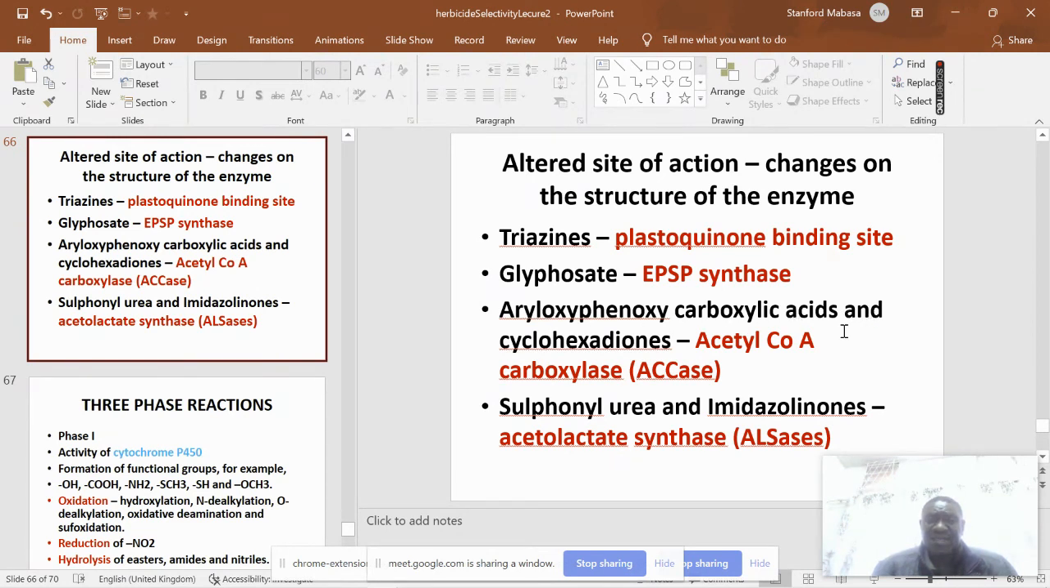Allyloxyphenoxy carboxylic acids and the cyclohexanediones. We have acetyl coenzyme A carboxylase, ACC. Sulfonylurea and imidazolinones, acetolactate synthase, ALS. Here, mostly we are concerned with the grass killers, grass killing herbicides. This is where the altered enzyme come into effect, things like fusilade, nab, just to mention the two.